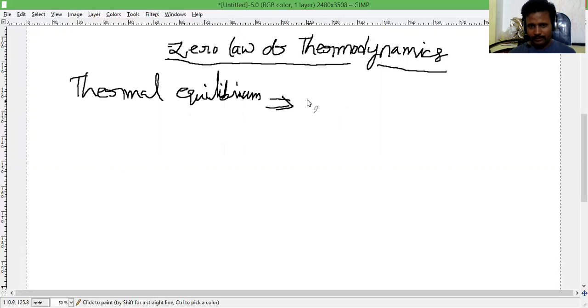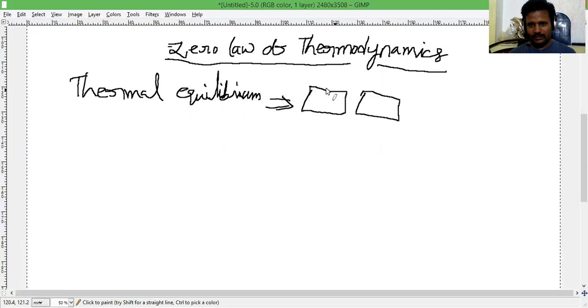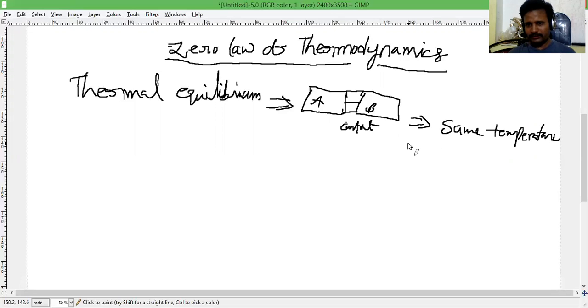So that means if we are taking two objects, A and B, when they are in contact, heat transfer takes place between the two bodies until they get the same temperature. Then the heat energy transfer stops.